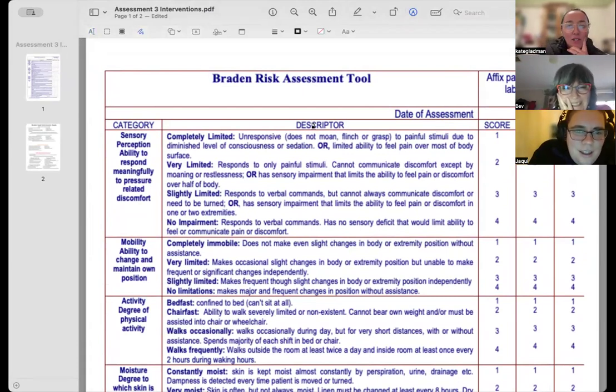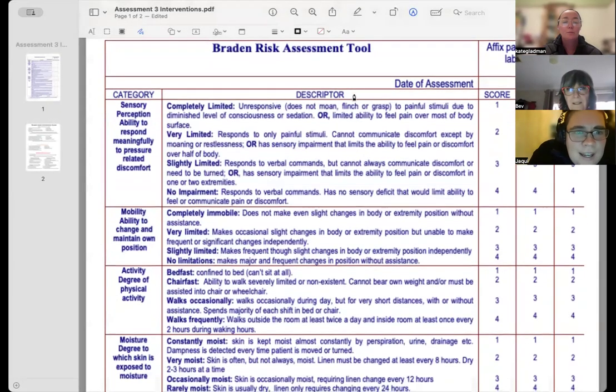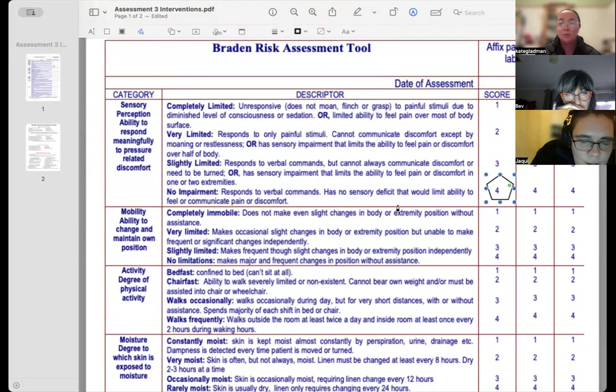Oh dear. Can you guys see this Braden risk assessment tool? In terms, does our lady have a name, Kate? Here we go. Yes, I can see it is Judith, who isn't here. So Judith. Righto. So Jackie, do you want to do the first one? Sensory perception, ability to respond meaningfully to pressure. So I think that she would respond to pressure. So I'd probably just say no impairment, number 4. Yeah, I would say that as well.